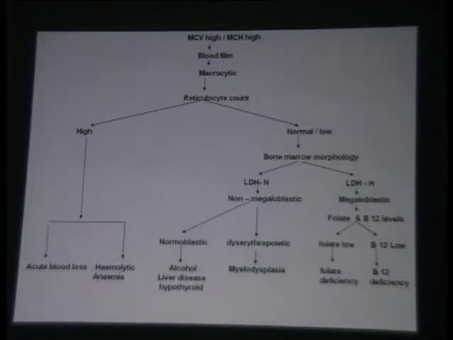If you have a high retic count and your HB is stable or maybe little increased, then you are definitely dealing with this group of disorders. However, if the LDH is normal or low, then again bone marrow, and you are looking at non-megaloblastic anemias, and you have to rule out certain secondary causes or problem with the bone marrow, maybe myelodysplastic syndromes.